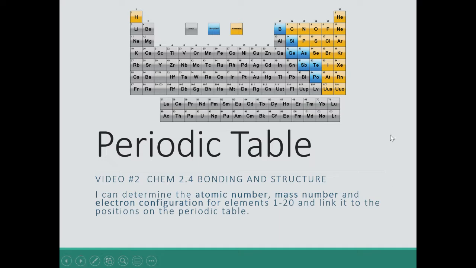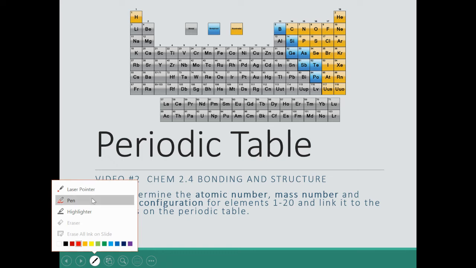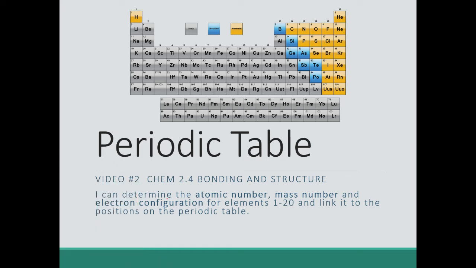This video follows on from the first video, which was about subatomic particles: protons, electrons, and neutrons. You need to watch that one first, and then this one is going to show you how those subatomic particles are linked to the periodic table. This video is about determining how you find the atomic number, the mass number, and therefore the electron configuration for elements 1 to 20, and linking it to the positions on the periodic table.